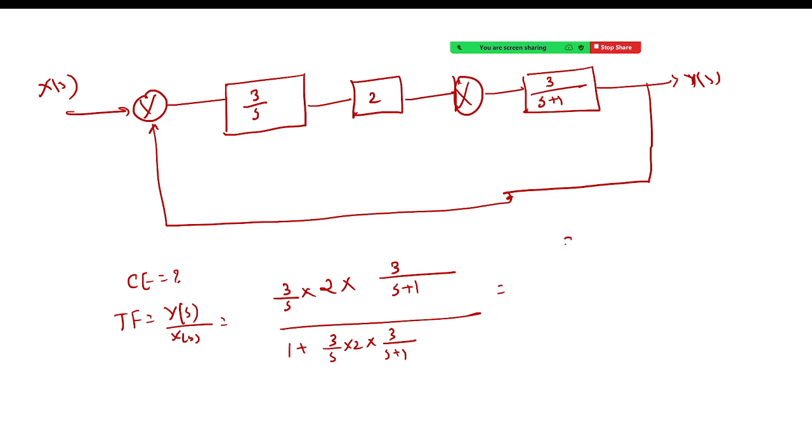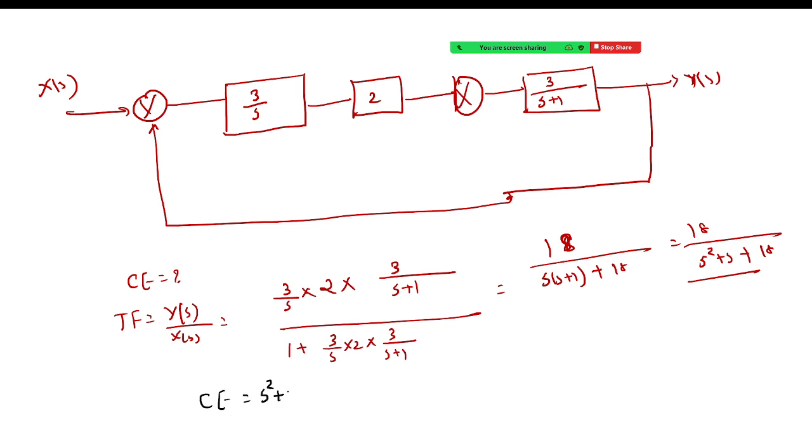Fine. So that is equal to 18 divided by s into s plus 1 plus 18. That is equal to 18 divided by s square plus s plus 18. Fine. So what is your characteristic equation over here? The characteristic equation over here is s square plus s plus 18, right?